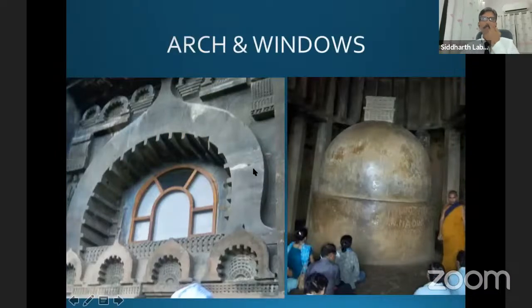So again, about this Leni. Arch and windows we can see. As we have said, this arch is the formation of the bamboo arch, taken from the bamboo arch. And here we see the window. The purpose of this window is such that the light coming from the window directly falls on the stupa, and the meditator sitting in front of the stupa will not get disturbed. So that is the purpose of this window within the arch. This window is now reconstructed. It was not like that. It must have been something very beautiful.